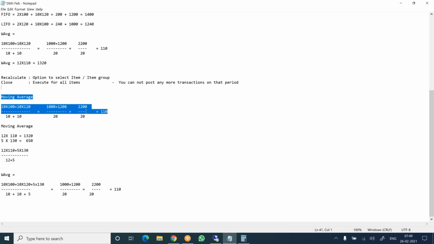As it was already calculated for some of the quantity, moving average will not touch that. Weighted average will touch the historical data. So a slight difference will be there between these two. Clear? Yes. Okay, fine.